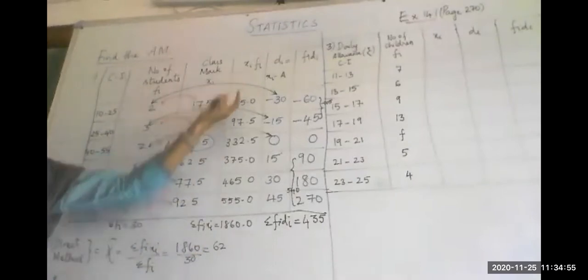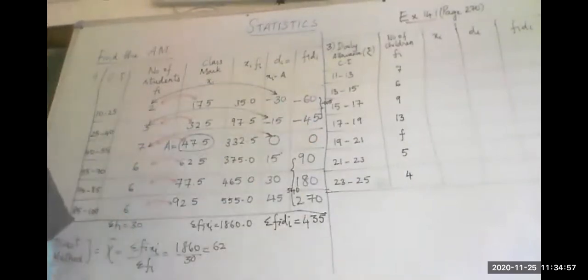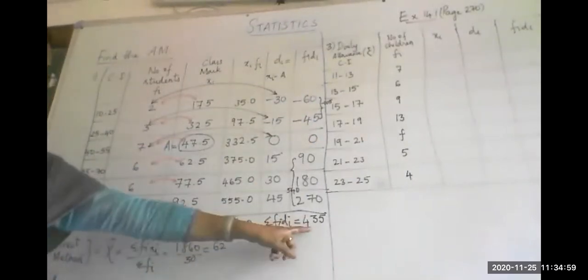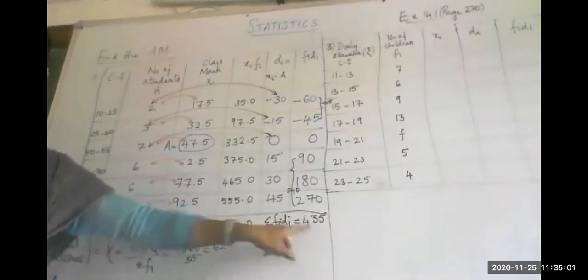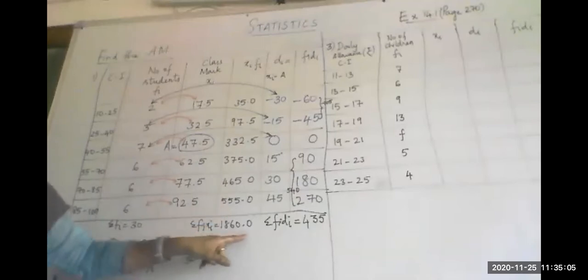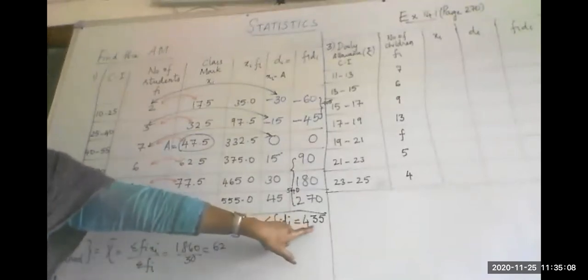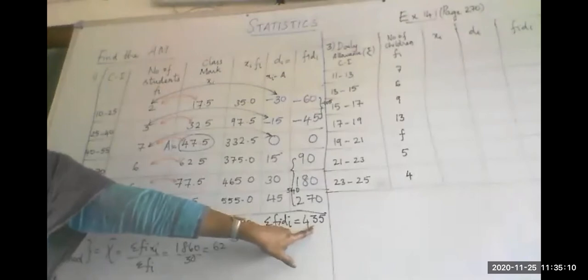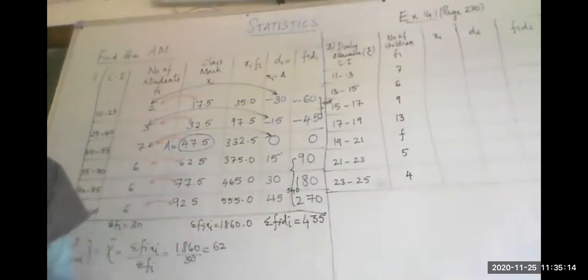You summed up the XiFi, now you are summing up the FiDi. Can you see the difference? How much work is reduced? You were having so many decimals, you were adding to get a 4-digit number. Here you have just ended up with a smaller number. This is the advantage of using the assumed mean method.